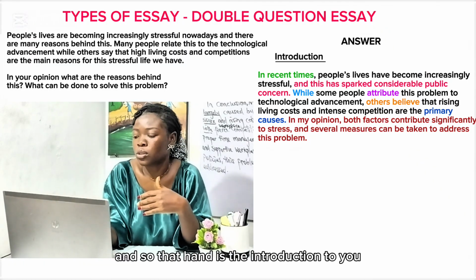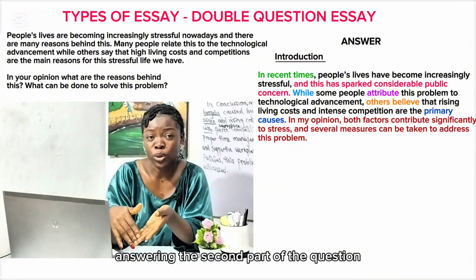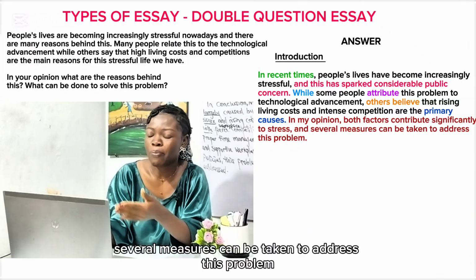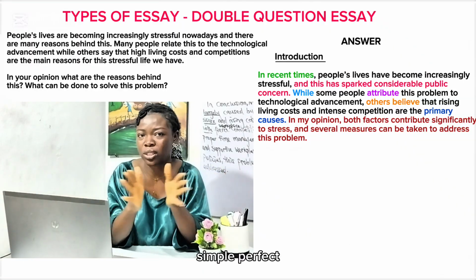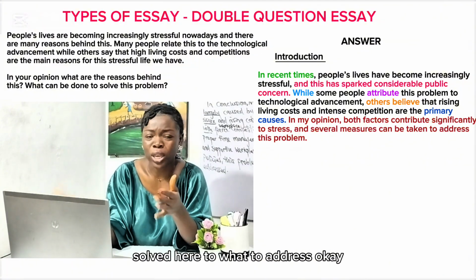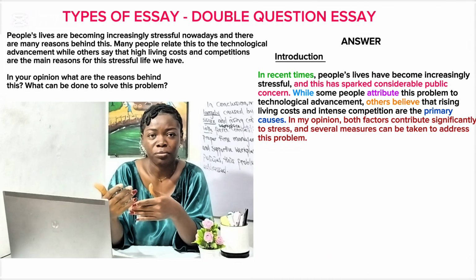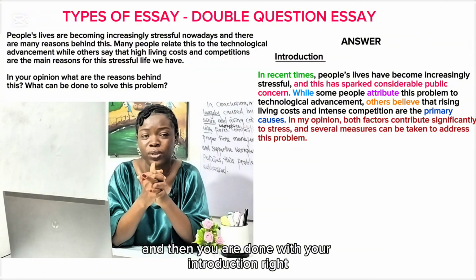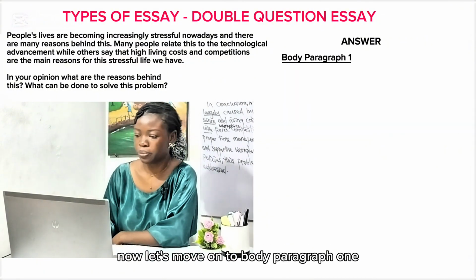And so that is the introduction to you answering the second part of the question: and what can be done to solve this problem? Several measures can be taken to address this problem. Simple, perfect. So you can see that we changed "solve" here to "address". There are some words that were not exactly repeated. And then you are done with your introduction. Now let's move on to body paragraph 1.